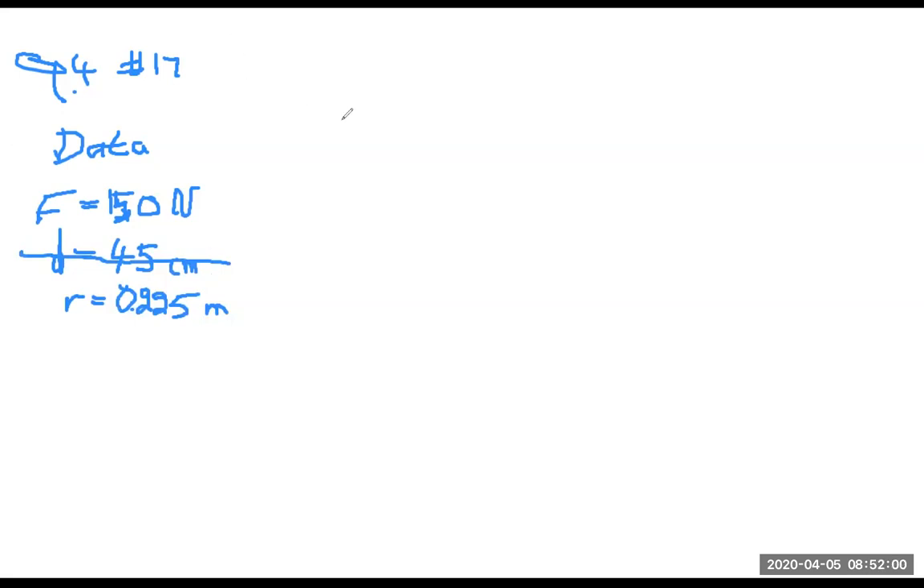It's a tangential force. Let's draw a picture. So here's a flywheel. It's a circular thing. That's a circle. And here's a force being applied here. This is F. It's tangential. So it's going to make this thing spin.